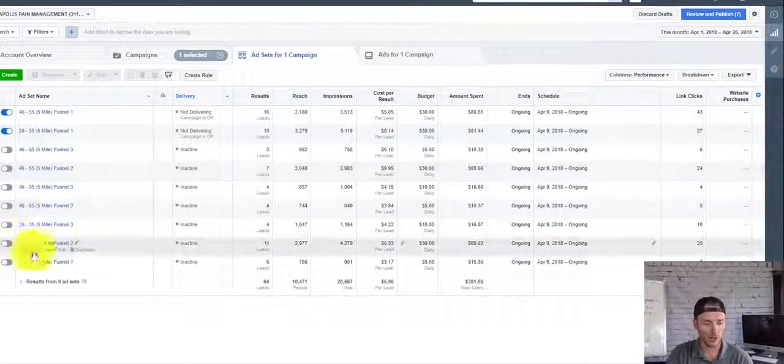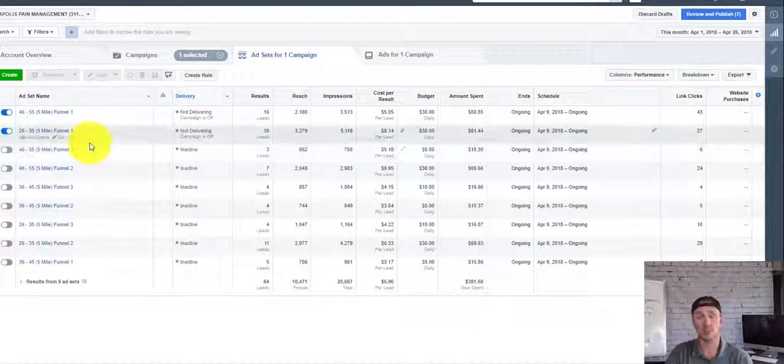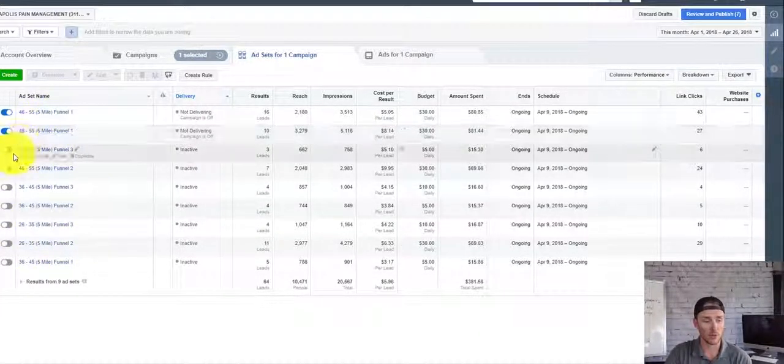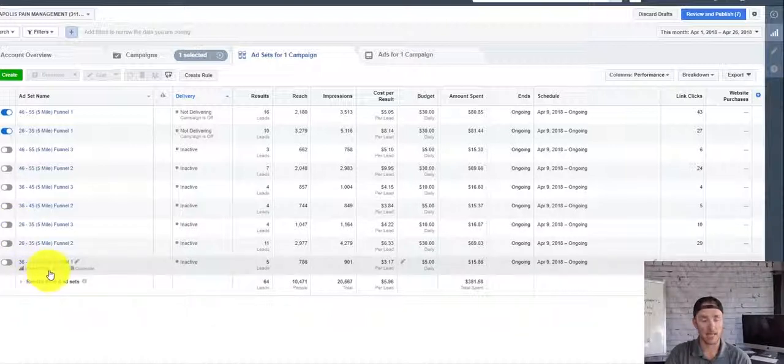So right here, you can see when we first started this campaign, we built out all of these different ad sets. And so it's 9 different ad sets. And we have 3 different landing pages that we were testing right out of the gate. So we wanted to test, see which ones did the best. And we also tested 3 different ads.